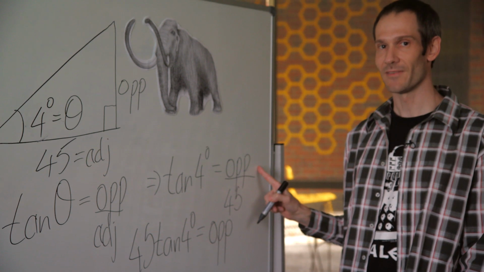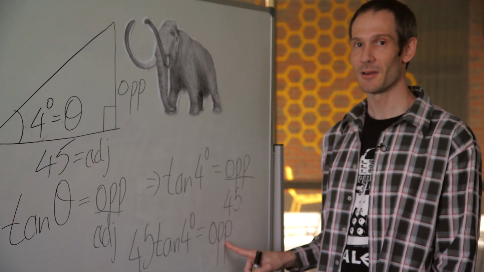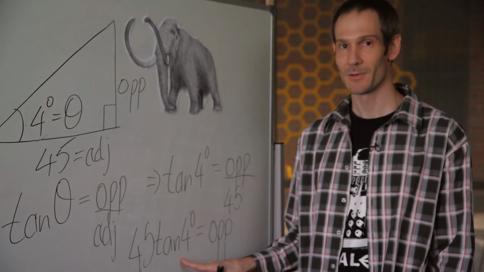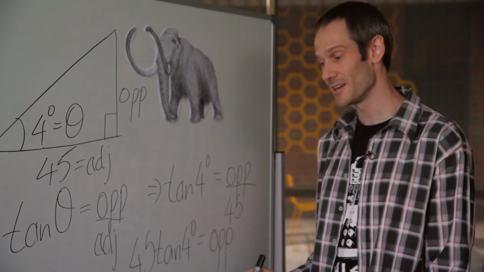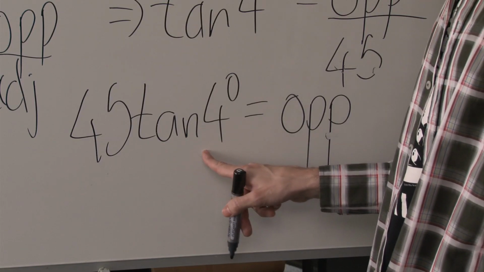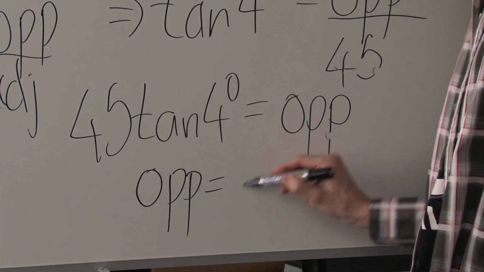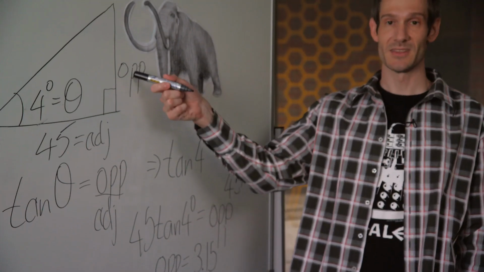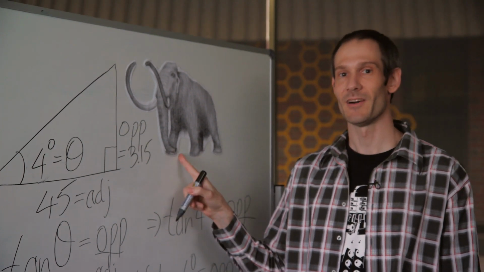Multiplying this side by 45 will cancel out the 45 from the denominator. So to evaluate the opposite, we simply multiply 45 by the tan of 4 degrees. When evaluating the tan of 4 degrees, make sure your calculator is in degrees mode. So tan of 4 degrees times 45 will tell us the opposite length of the triangle. So we've determined this opposite side, and consequently, we have therefore determined the height of our woolly mammoth.